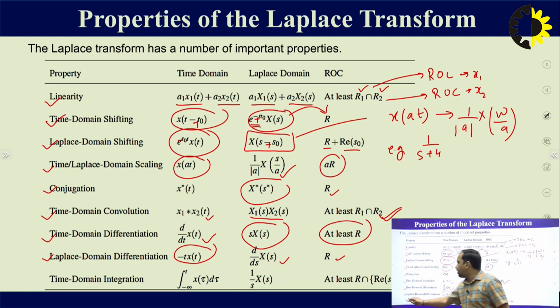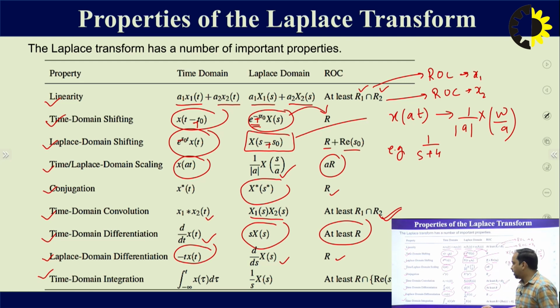And finally we have the time domain integration. In time domain integration, we have X(s) by s, meaning we are adding a new pole at s equal to 0. If we are adding a new pole, then definitely the new ROC has to be the intersection of the previous one along with the real part of s greater than 0.